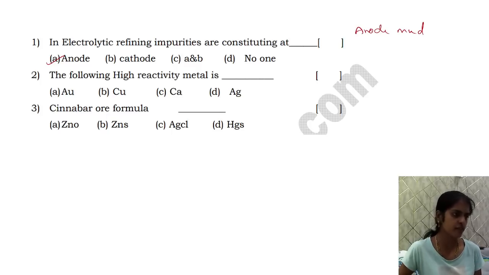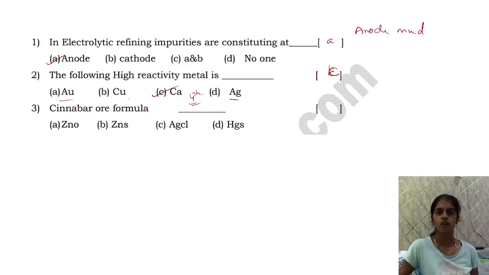See, next question. From the following, which is a high reactivity metal? Au means gold. Gold is very low reactive. So copper, calcium, and silver. Silver and gold are low reactive. Now, out of copper and calcium, calcium is more reactive than copper. Clear? Because calcium comes first in the period. Both of them belong to the same period, the fourth period. So calcium is more reactive. So this is option A. This is option C. See the next one.